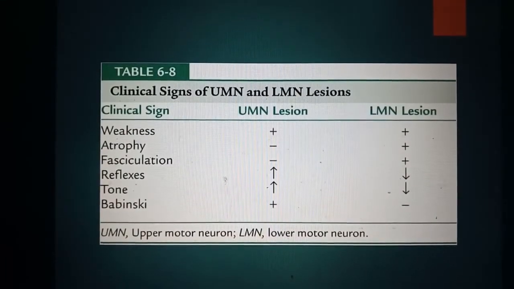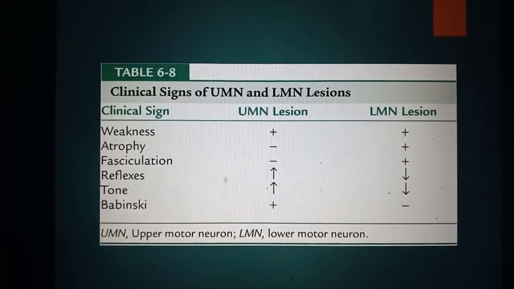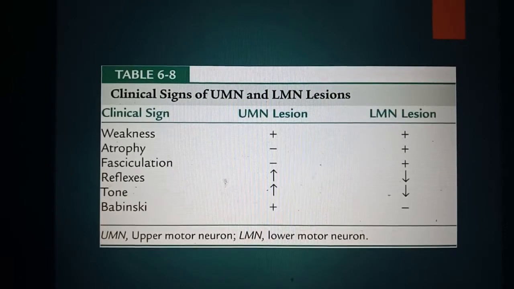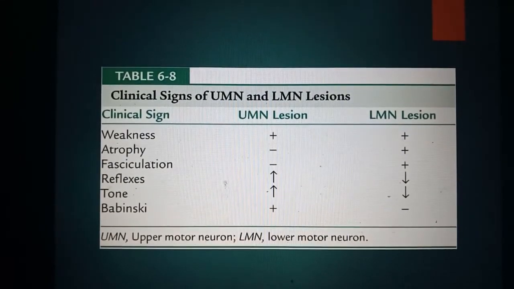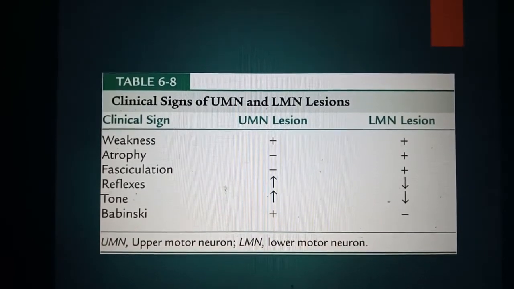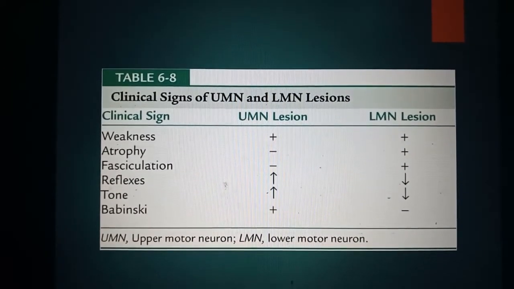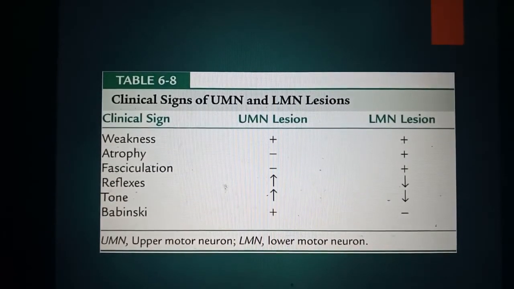So here again we see the different signs. What are the signs of upper motor neuron lesion and what are the signs of lower motor neuron lesion? Both will have weakness. Atrophy is not present in upper motor neuron lesion because the muscles are spastic, whereas atrophy is present in lower motor neuron lesions. Fasciculations again are present in LMN lesions.